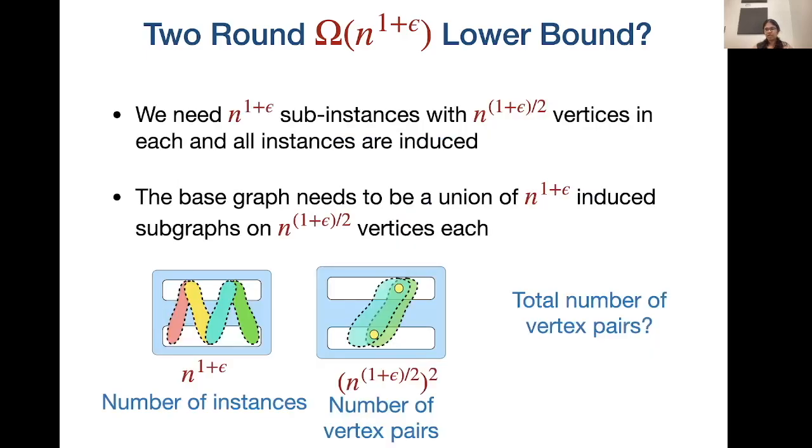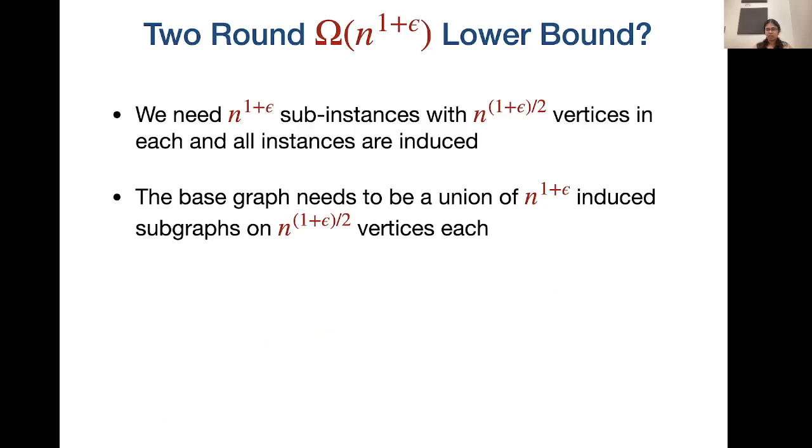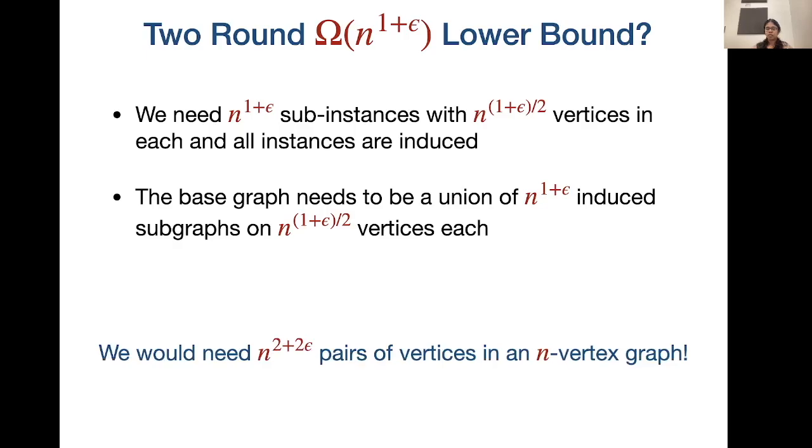Let's do a basic vertex pair counting test here. The total number of instances we needed was at least n raised to 1 plus epsilon, and each instance was going to have at least n raised to 1 plus epsilon over 2 vertices. The total number of vertex pairs then, from the inducedness property, should be at least n raised to 2 plus 2 epsilon in an n vertex graph, which is not possible. So trying to directly implement round elimination did not work out.